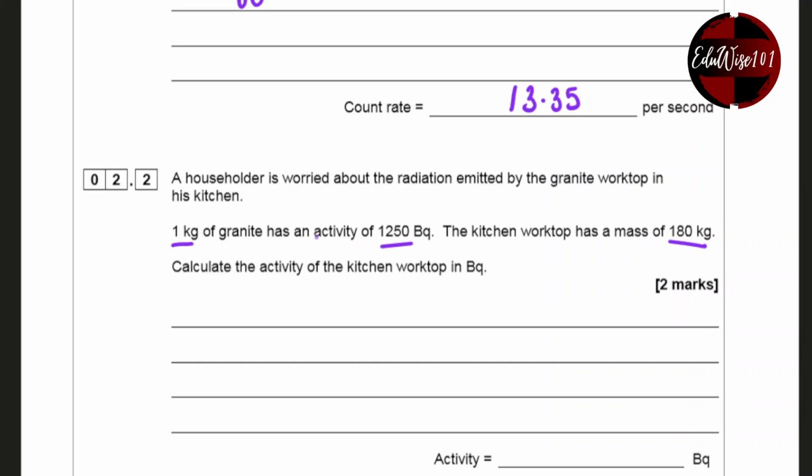So if 1 kilogram has 1250, then 180 kilograms would, you simply multiply those two values. So 1250 multiplied by 180 should give me 225,000 becquerels. Next question.